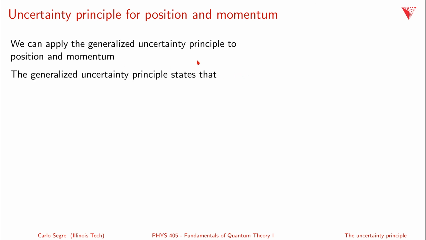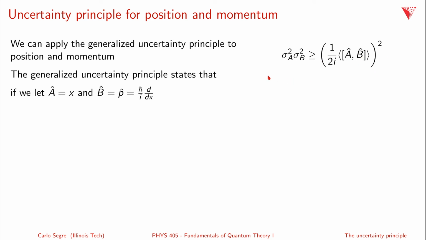So remember, the generalized uncertainty principle states that sigma A squared times sigma B squared is greater than or equal to 1 over 2i times the inner product of the commutator of A and B, all quantities squared. Well, if A is equal to x and B is equal to p, which is h bar over i d by dx, then we know what the commutator of these two operators is. It's just i h bar. The commutator of x and p is equal to i h bar.